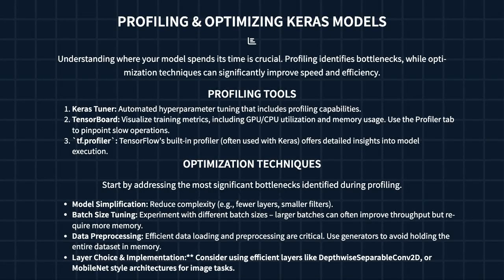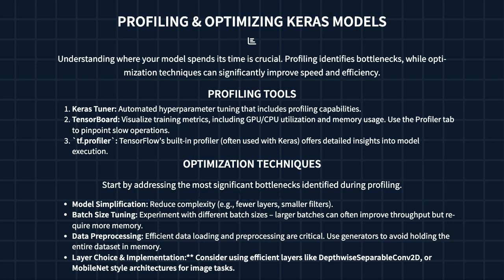Okay, let's talk about making your Keras models run faster and more efficiently. Profiling is the first step. It's like a diagnostic tool that pinpoints exactly where your model is spending most of its time. Tools like Keras Tuner, TensorBoard's Profiler, or TensorFlow's built-in profiler can show you how much time is spent on each layer and operation. Once you know the bottlenecks, you can start optimizing.